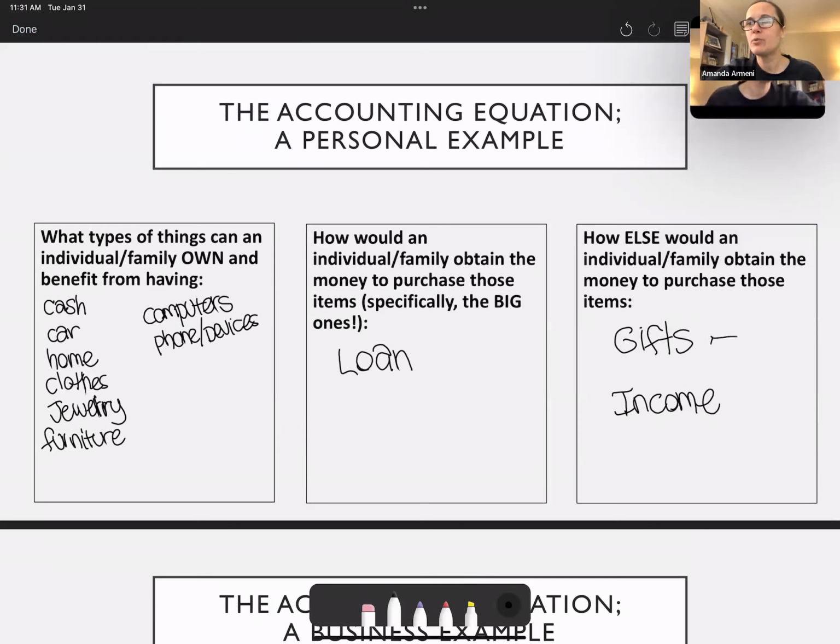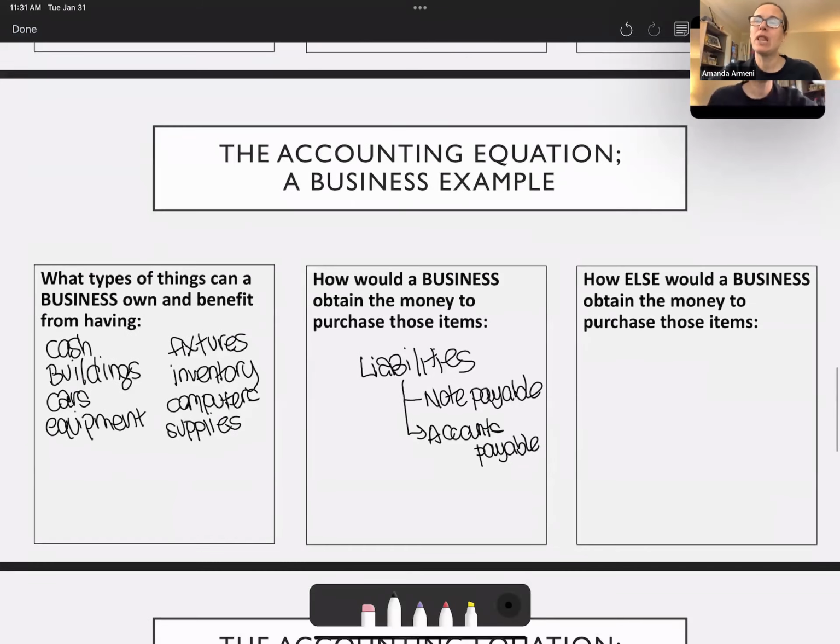In our personal example, we said gifts and income. And those same things are going to apply to a business as well, except instead of calling it gifts, what a business gets is an investment from the business owners. So in the previous lecture, we talked about corporations, and we said corporations are owned by shareholders, by stockholders. Individuals or businesses can purchase the stock of a company and then they become part owner.